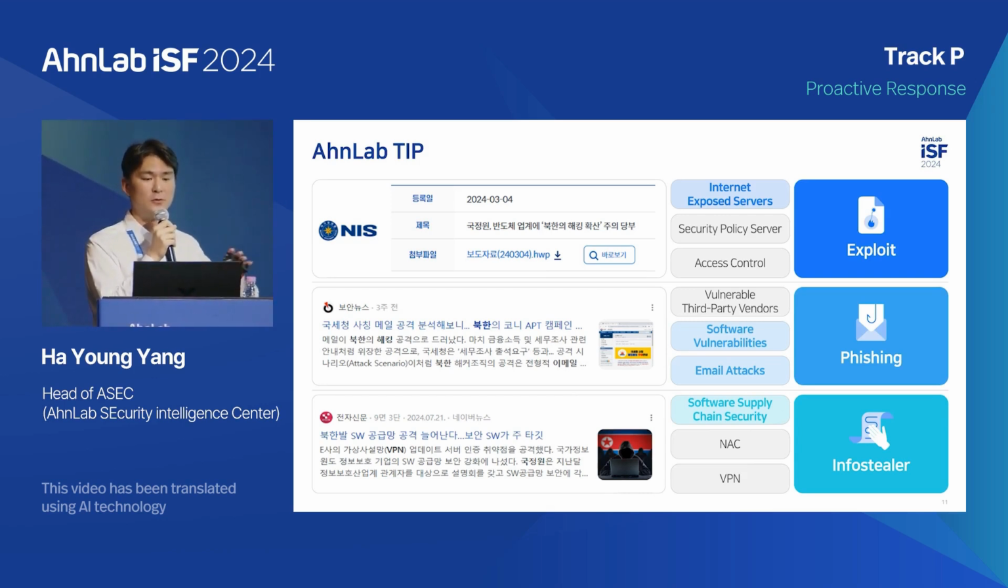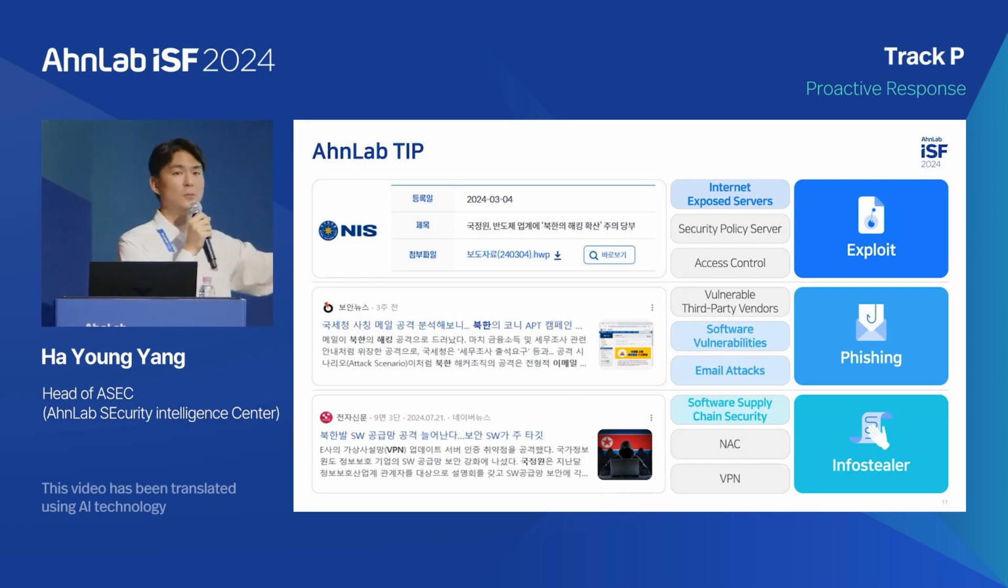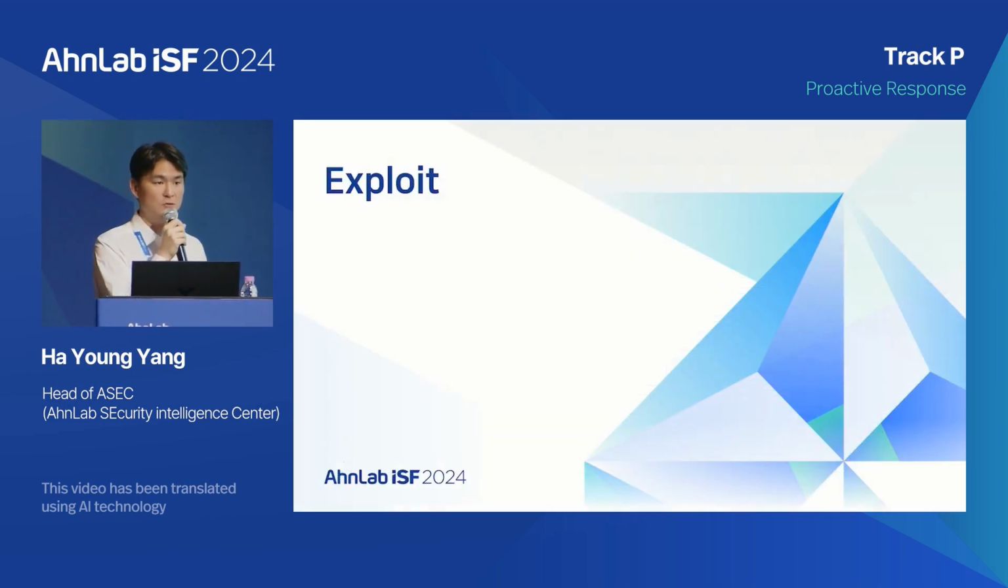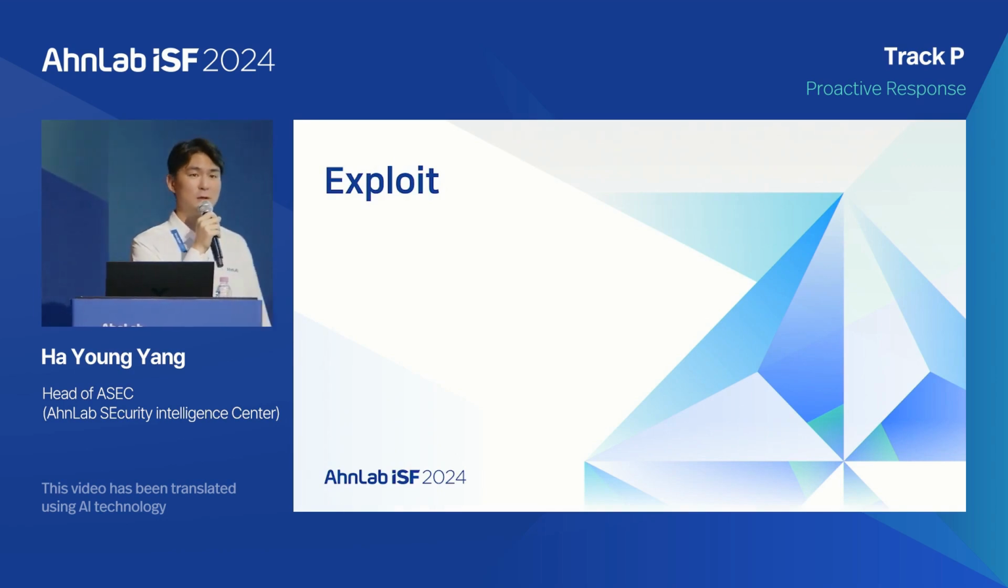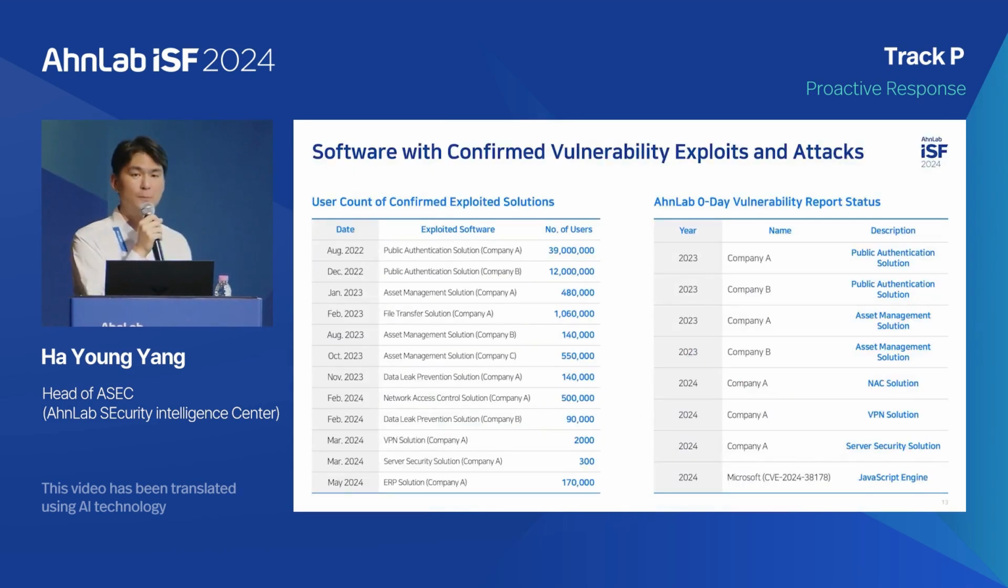If you read this press release and post, you can list the keywords you see on the right. So there are exposed servers on the internet, software vulnerabilities, emails, and software supply chain attacks. If we gather them under a broad theme, we can narrow it down to 3 items: exploit, phishing, and info stealer. I will elaborate on the aspects of the first, exploit, in detail.